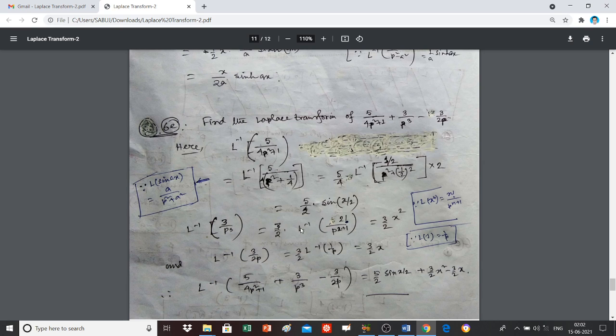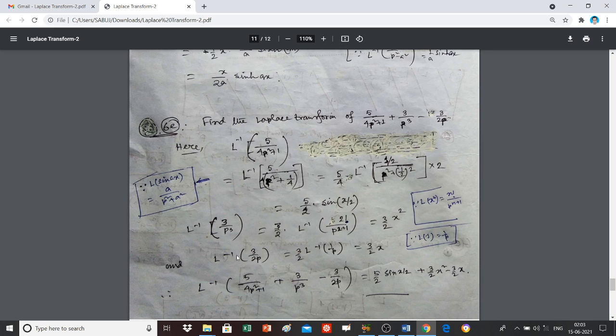you can write this, then L inverse of 2 by p square, p cube means p to the power 2 plus 1, and this 2 can be written as 2 factorial, and this has the similar form of the Laplace transform of x to the power n, that is n factorial by p to the power n plus 1. Since it is 2 factorial, in this case n is equal to 2. So if n is equal to 2, then this 3 by 2 is taken here, and that will give you x to the power n, that means x square.